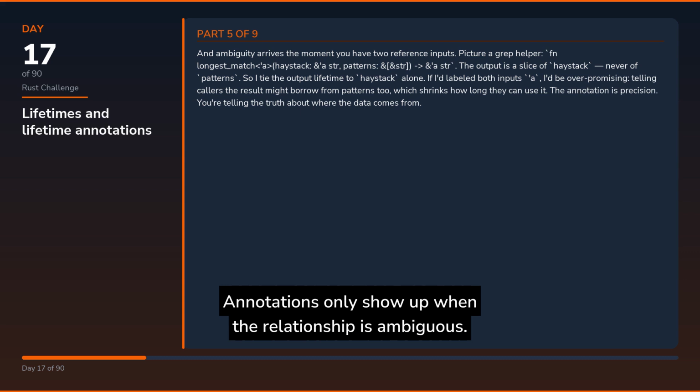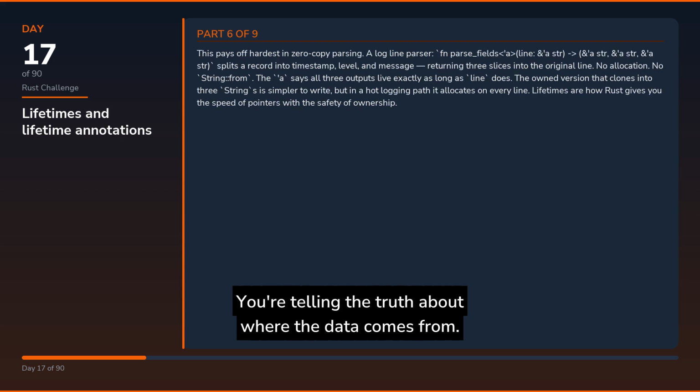This pays off hardest in zero-copy parsing. A log line parser, fn parse_fields<'a>(line: &'a str), splits a record into timestamp, level, and message, returning 3 slices into the original line. No allocation. No String::from. The 'a says all 3 outputs live exactly as long as line does. The owned version that clones into 3 Strings is simpler to write, but in a hot logging path it allocates on every line. Lifetimes are how Rust gives you the speed of pointers with the safety of ownership.